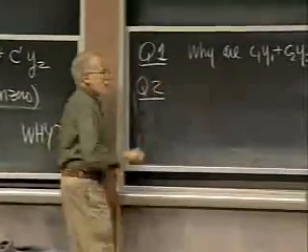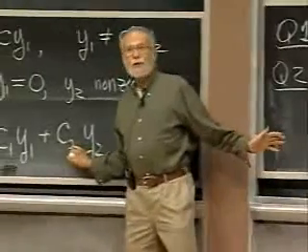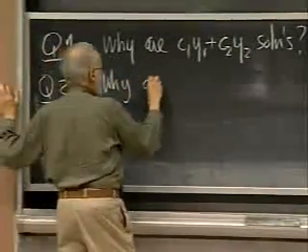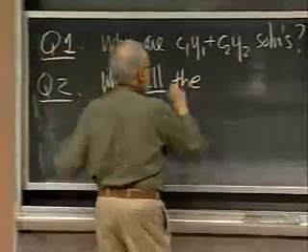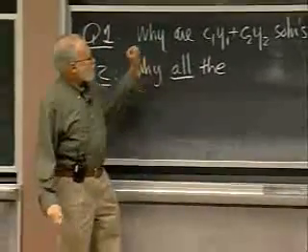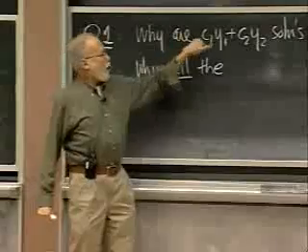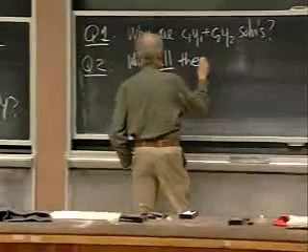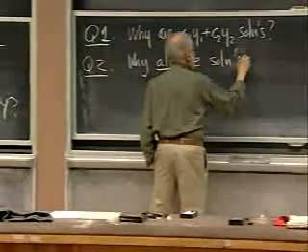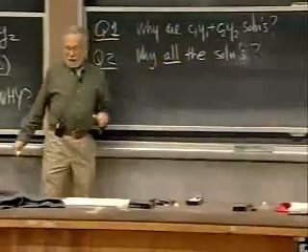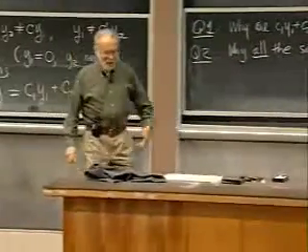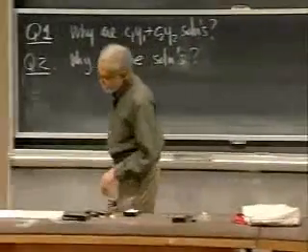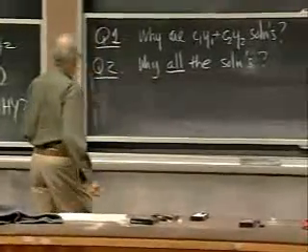The second question is, so that answers why they're solutions at all. But why are they all the solutions? Why all the solutions? This is a harder question to answer, but that should make you happy, because that means it depends upon a theorem, which I'm not going to prove. I'll just quote it to you. Let's attack, therefore, problem one first.